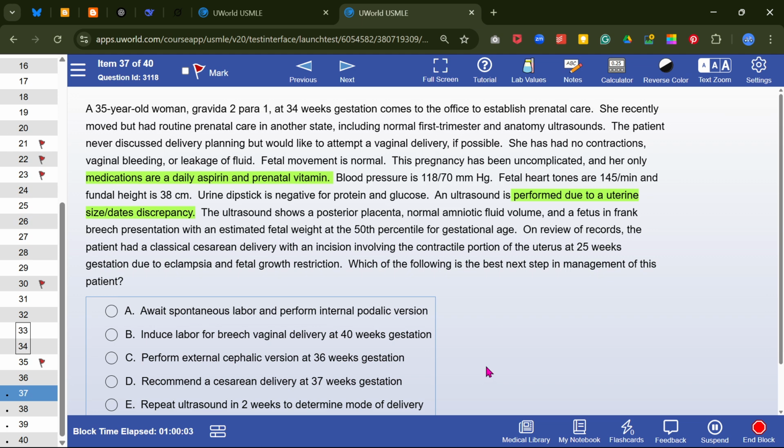Why is she on aspirin? Does she have preeclampsia?